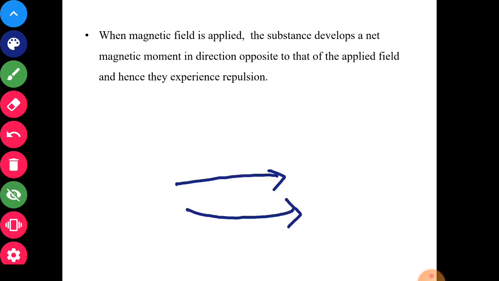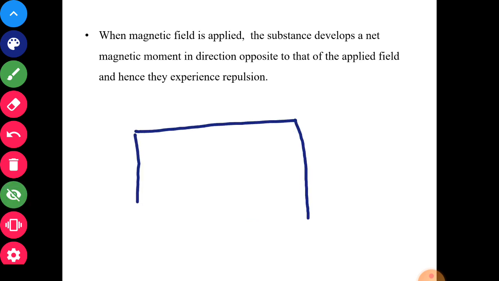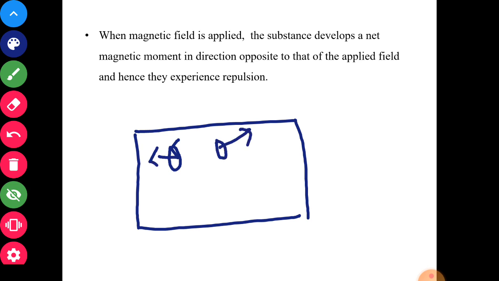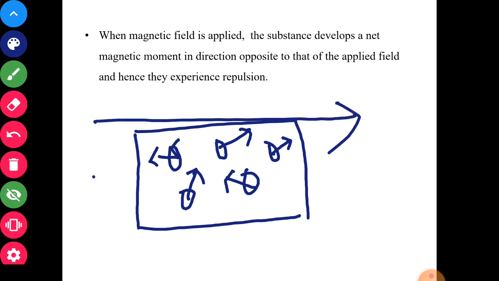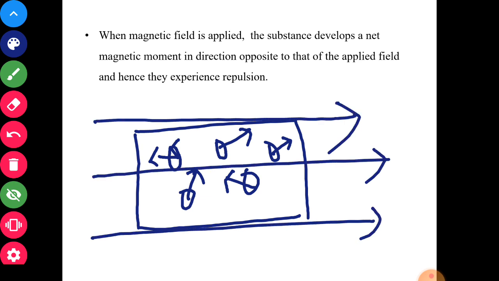Now if you want to understand it, say you have this diamagnetic bar. There are current loops. One has an orbital magnetic moment in this direction, the other in that direction. They are all in random directions, so their net magnetic moment in the bulk material will be equal to 0. Now a magnetic field is applied, always from external north to south. So the magnetic field is from left to right.